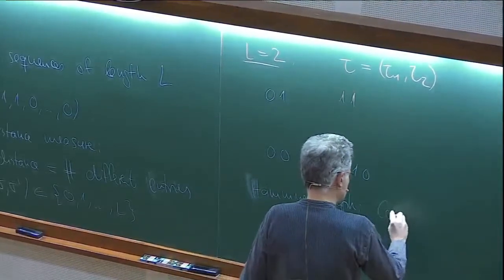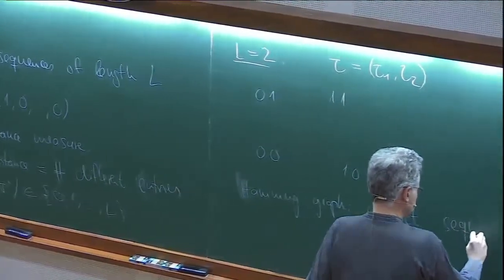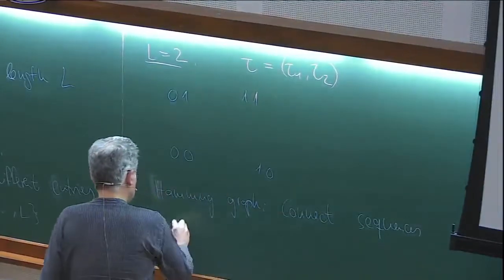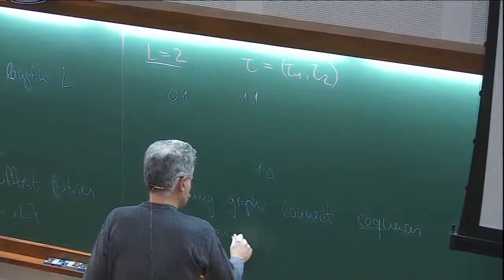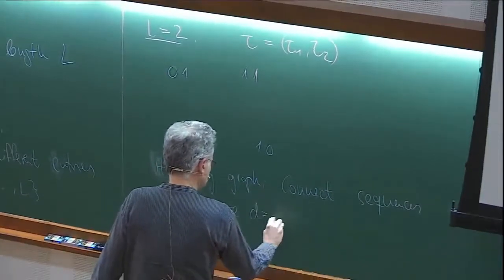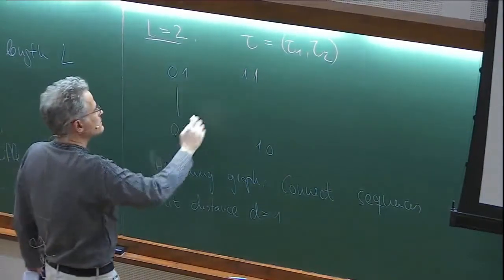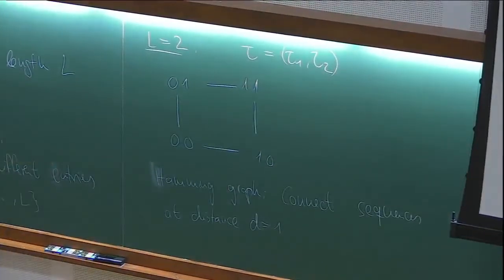We connect sequences at distance 1. Okay, and so here this gives us this little square, right? So these are connected. And so you see that in this case of two loci, the sequence space is just a square, okay?